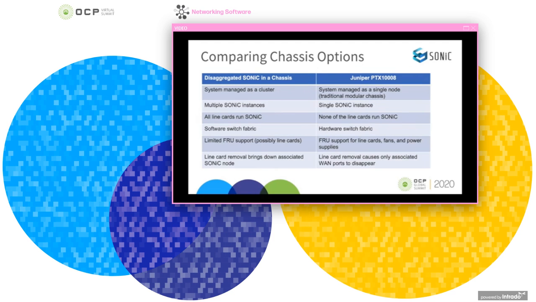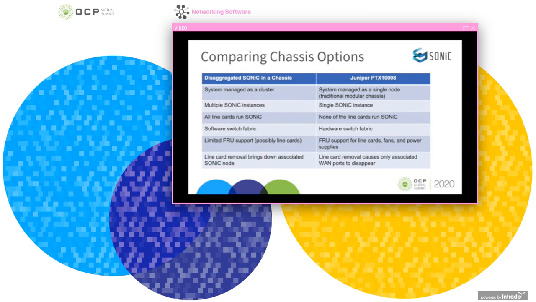Today, there are two options for SONiC on a modular chassis. The first is disaggregated SONiC in a chassis. In this case, the entire system is managed as a SONiC cluster. Each line card runs a SONiC instance, so there are multiple SONiC instances. There is a software switch fabric that passes Ethernet frames between line cards. There's limited FRU support, typically line cards. Bringing down a line card means bringing down an entire SONiC node. You are bringing down one node in the cluster.